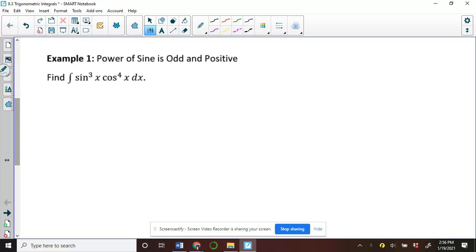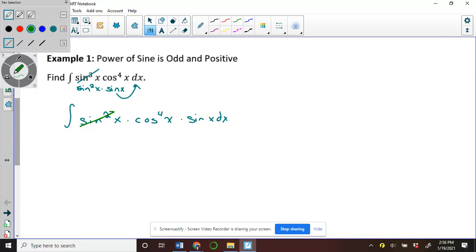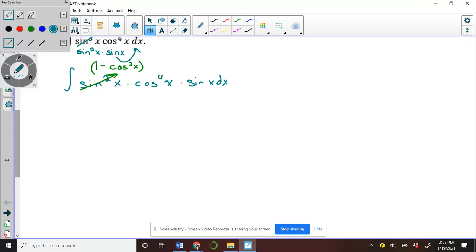Within our first example, we're going to integrate with sine being an odd power and cosine being an even. I'm going to break sine cubed into sine squared times sine, and I am going to pull my singular sine of x to the back. Hopefully this will start to make sense as to why as we work through our example. Now we have sine squared of x times cosine to the fourth of x times sine x dx. We're going to use the Pythagorean identity that states that sine squared of x is equivalent to 1 minus cosine squared of x. And we'll distribute our cosine to the fourth.